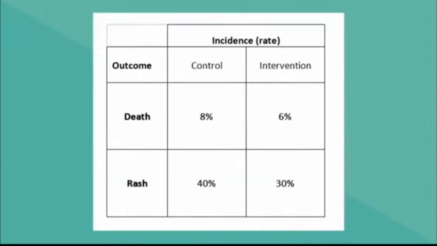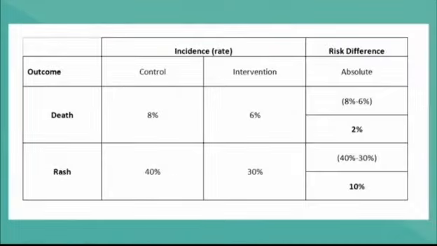Let's assume one trial is looking at death, the other one's looking at the risk of having a rash. Let's say the risk of death goes from 8% in the control arm to 6% in the intervention arm, and the risk of the rash goes from 40 to 30. To obtain the rate difference, we subtract 6 from 8 to get 2% and 30 from 40 to get 10%. So the rate difference for death is 2% and 10% for rash.